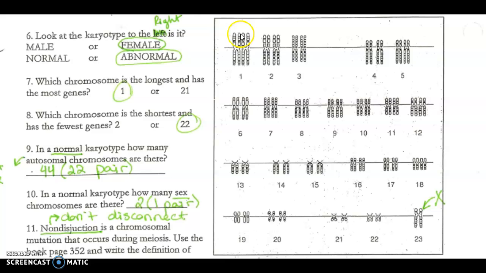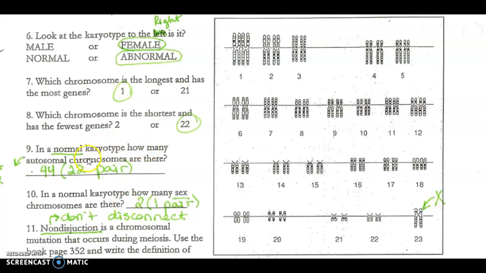So which chromosome is the longest and has the most genes? Chromosome number 1 is going to be the longest, it's going to be the largest. Again, they're arranged by size. 1 would be the largest, down to 22, which would be the smallest, and then our X and Y's down here at the ends. The shortest would be 22, fewest genes located on the end. Remember, a gene is the part that codes for a protein.